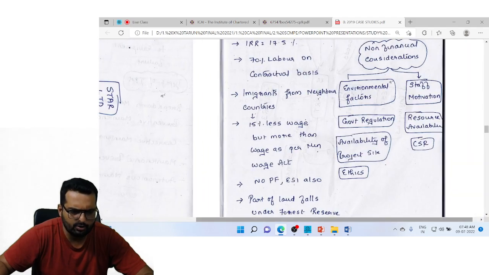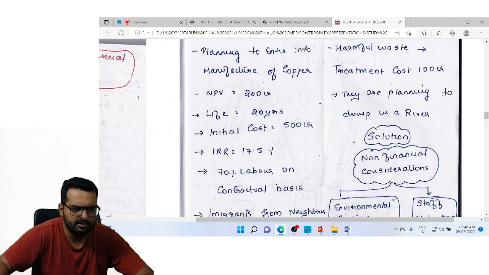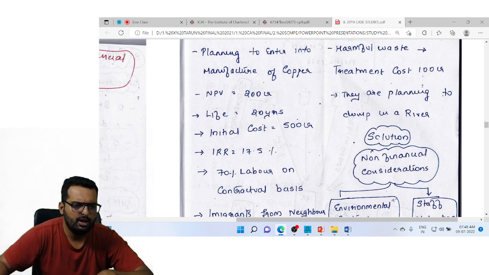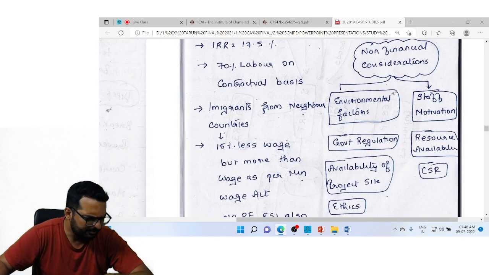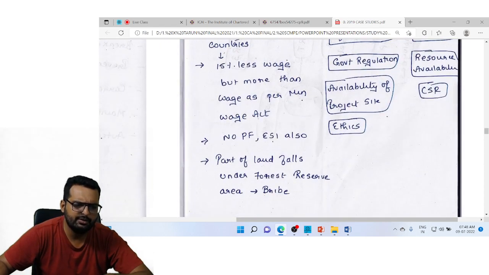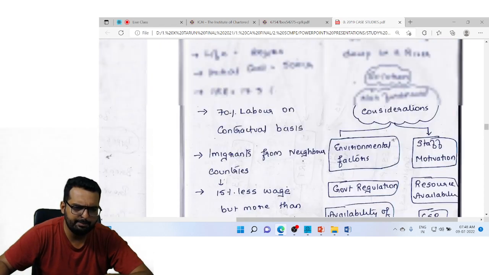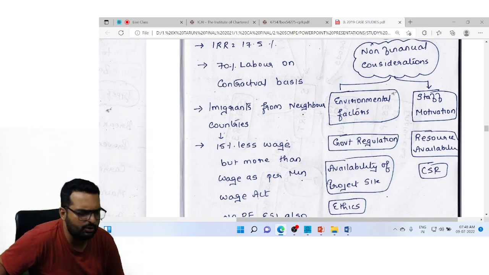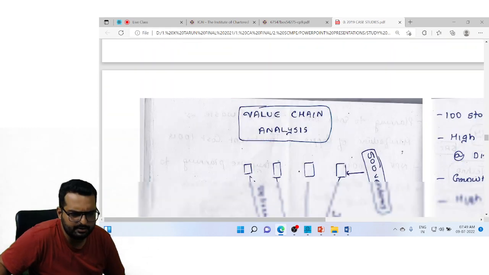After this, ethical and non-financial consideration. This also, if I'm not wrong, we have covered. They entered into manufacturing of copper, NPV was 200 crore, life 20 years, initial cost 500 crore, etc. Then I told you they were paying 15% less wages on contractual basis, no PF ESI, bribe they paid, harmful waste treatment. So finally, we told that we should not only look at the financial, we should also consider non-financial considerations and ethics also, correct? This part also we have done.